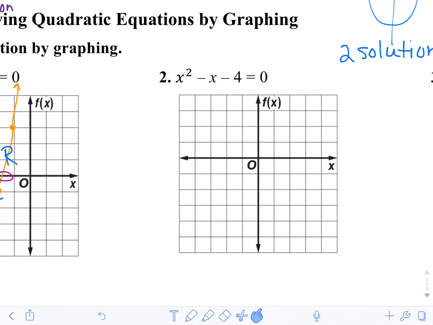Alright, number 2, y equals x squared minus x minus 4. I'm going to look at my table to plot my points. I can't plot that. I can start plotting at -2, 2. Then -1 and -2, 0 and negative 4, then 1, negative 4, then 2, negative 2, and then 3, 2. Alright, so I'm going to connect my dots.